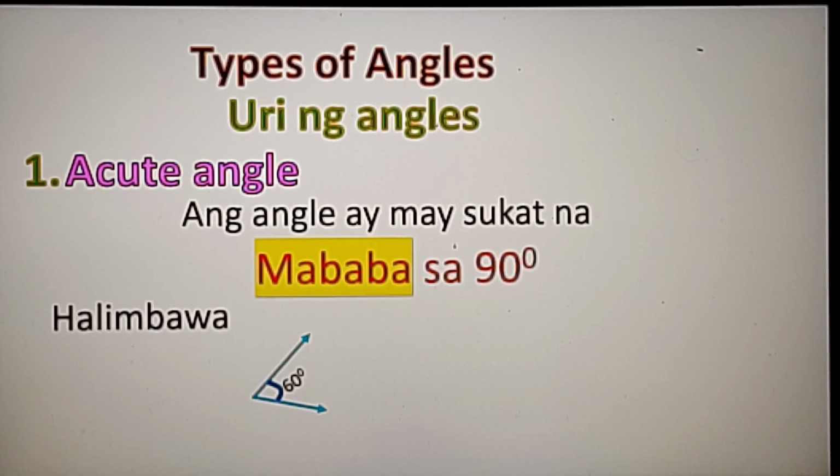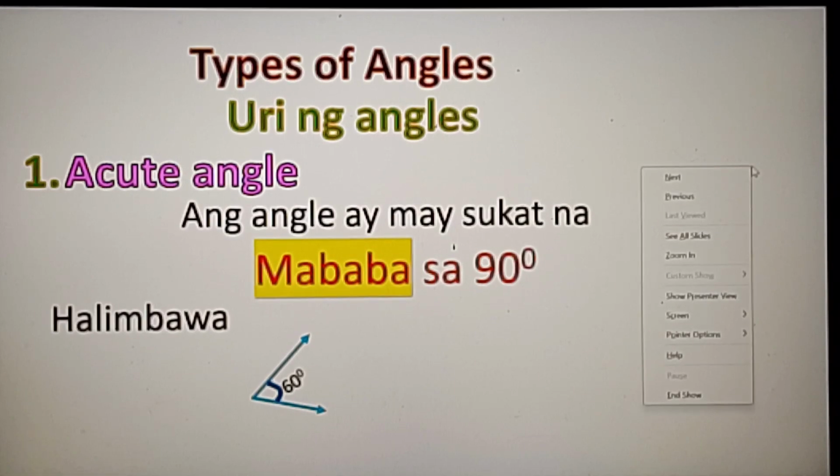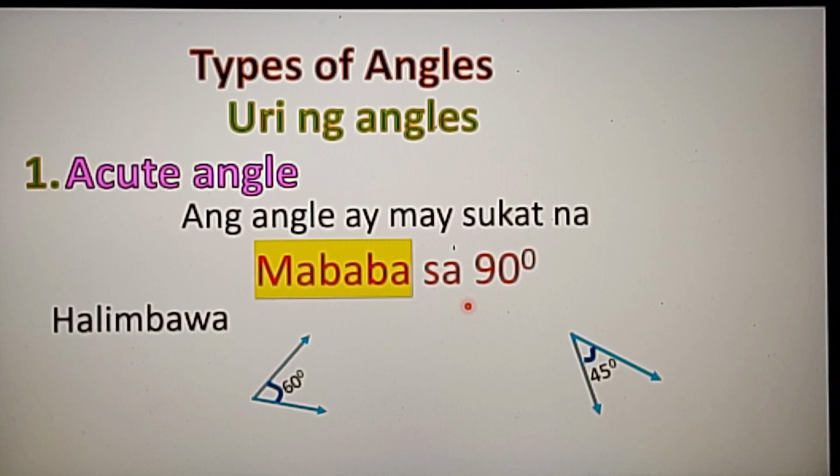Halimbawa, this angle formed by two rays. Ang sukat ay 60 degrees. Ang 60 degrees ay mababa sa 90 degrees. Another example, 45 degrees, mababa sa 90 degrees.